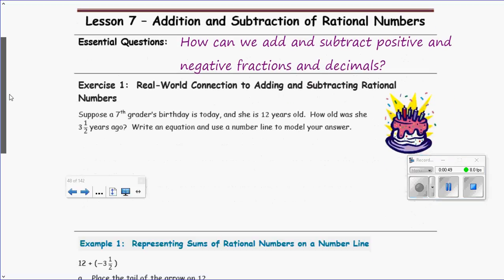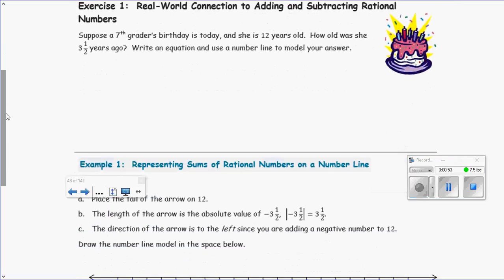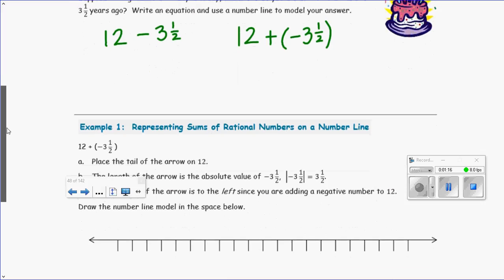Okay, so for the first exercise, we have a 7th grader whose birthday is today, and she's 12 years old. How old was she 3.5 years ago? So we're going to write an equation and use a number line to model our answer. If she's 12 years old today, 3.5 years ago would be minus 3.5. But we also know that we can write that as 12 plus negative 3.5. Okay, and then on a number line, we're going to do that below.